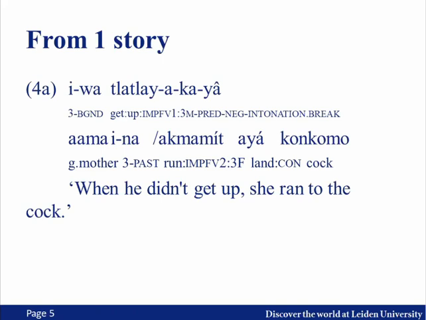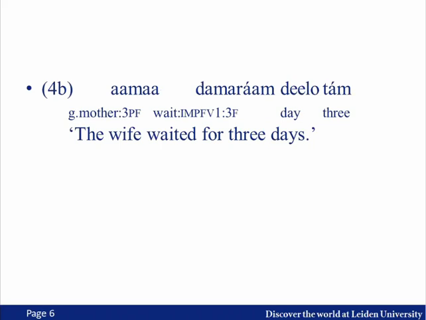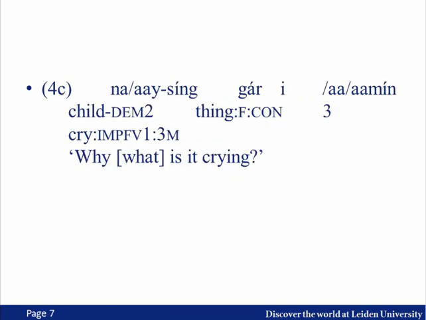In that same story, a few lines before that, actually, the wife waited for 3 days. Here we see that the imperfective is realized by an ending in M. And I'm illustrating now a few sentences of the same story, which all have this imperfective marking, but by different morphological means.